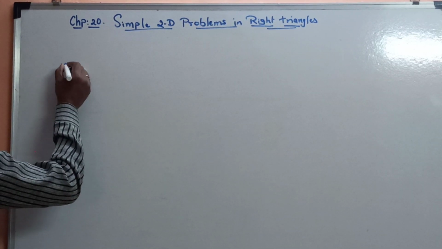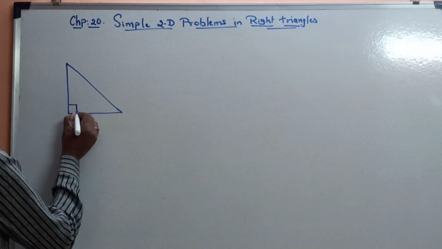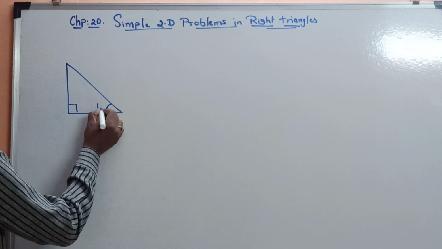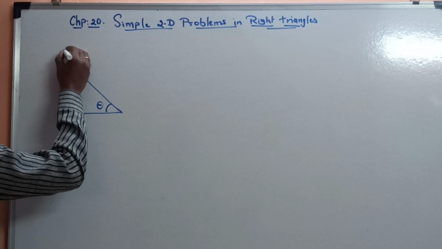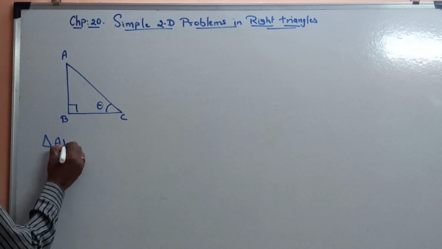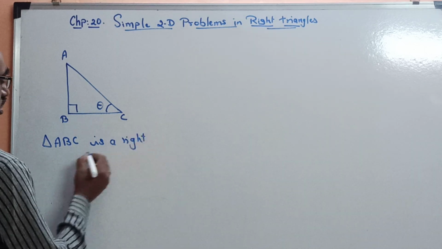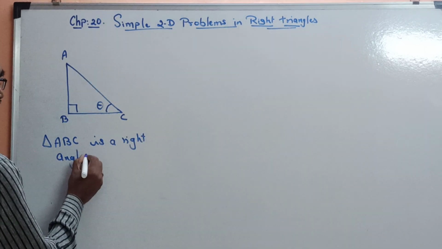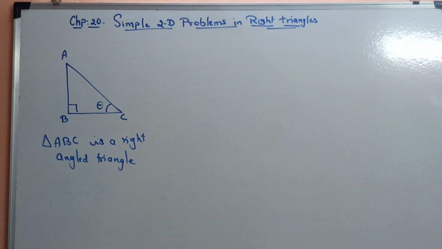Now, one more concept you have to understand. This is a right angle triangle. This is 90 degree. This angle, if you consider, is theta. For example, theta is an example. So consider this an angle theta. If we name this triangle ABC, then triangle ABC is a right angle triangle. This concept you have to understand first of all. If you don't understand the concept, it is not at all possible for you to understand trigonometry.